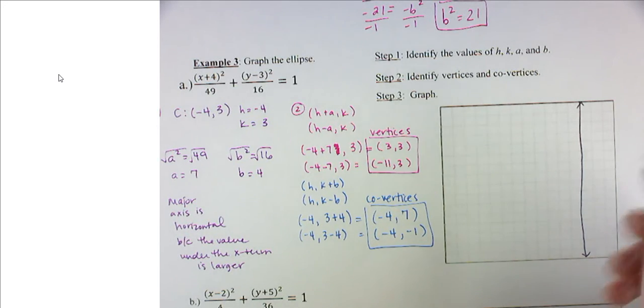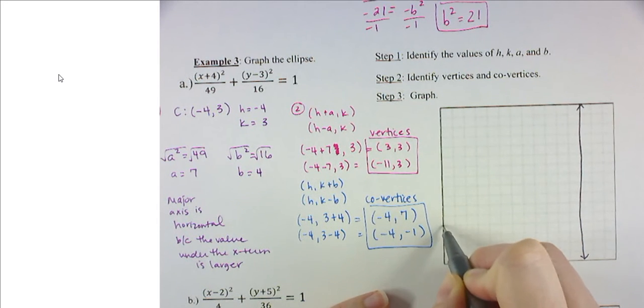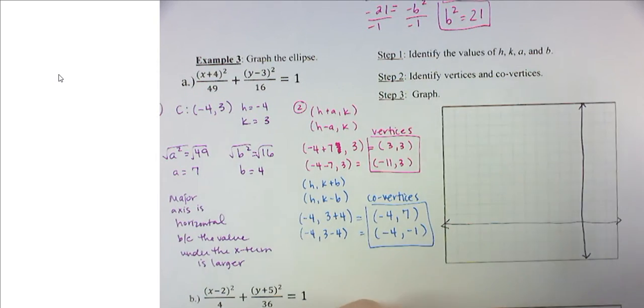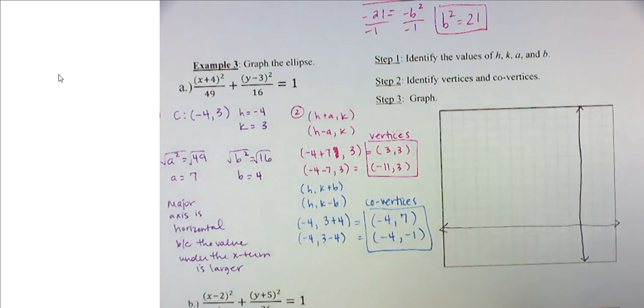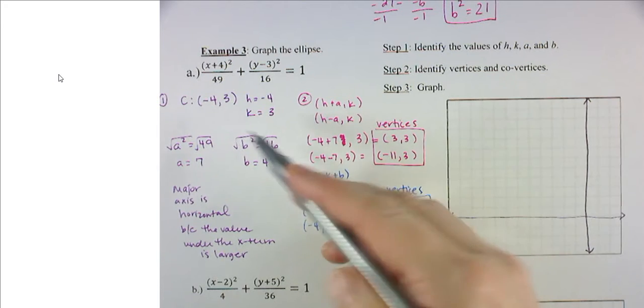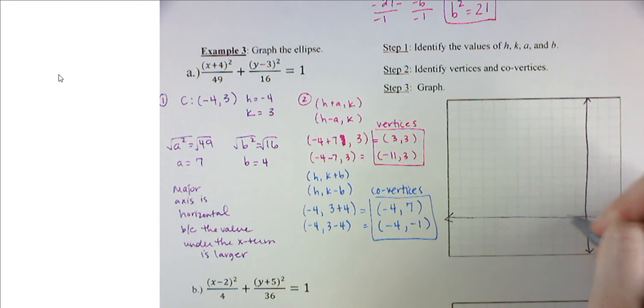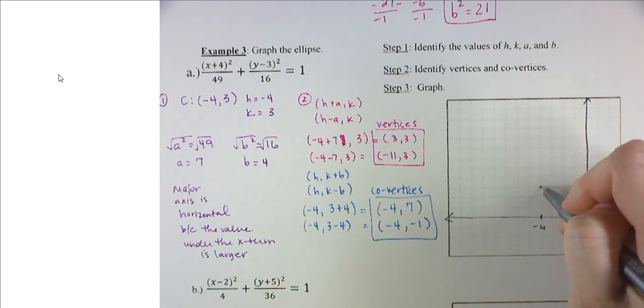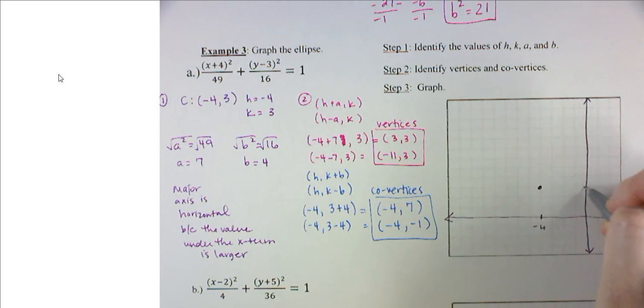Okay, so now I can plot my points. I'm going to start with my center, which is (-4, 3). 1, 2, 3, negative 4. 1, 2, 3. Okay, and then my vertices, 1, 2, 3, and up 3.